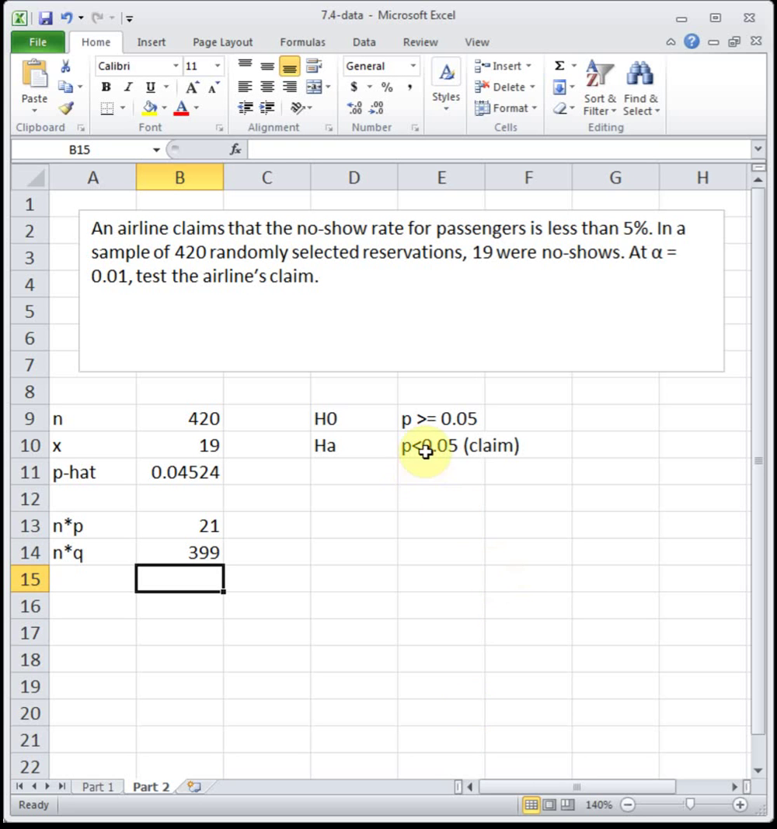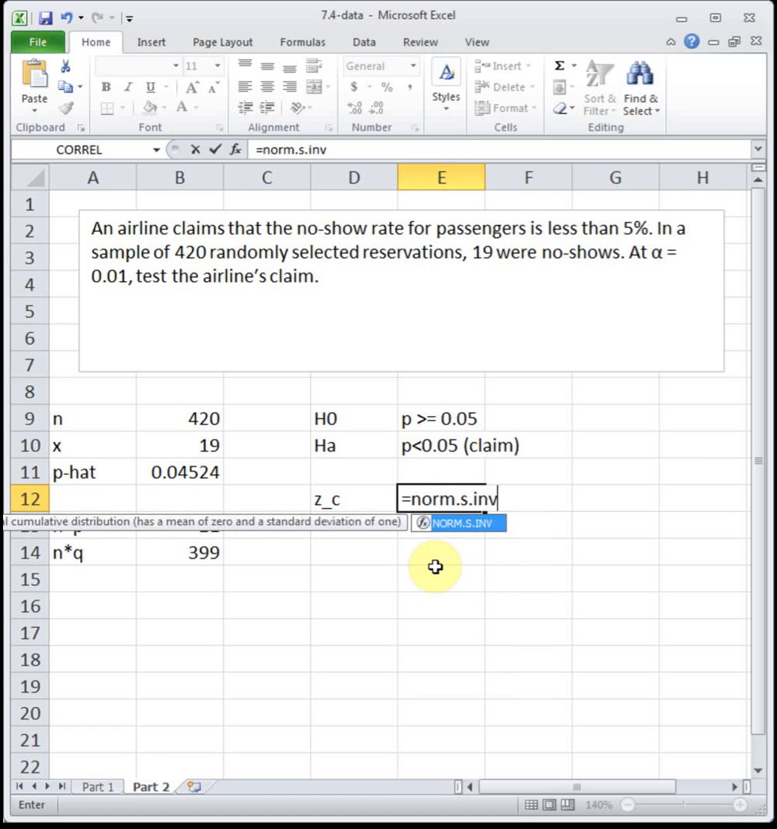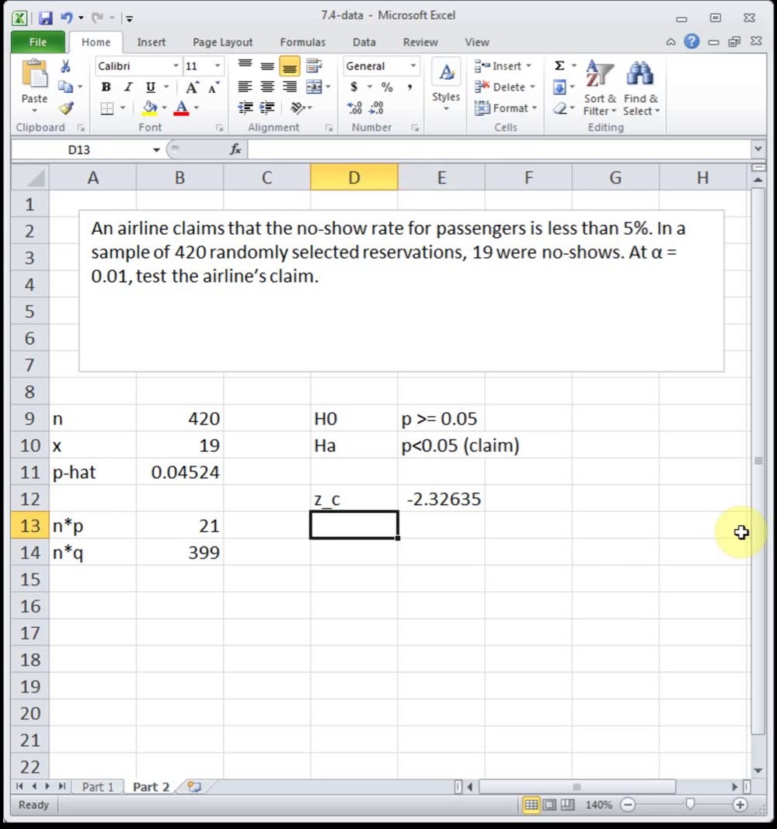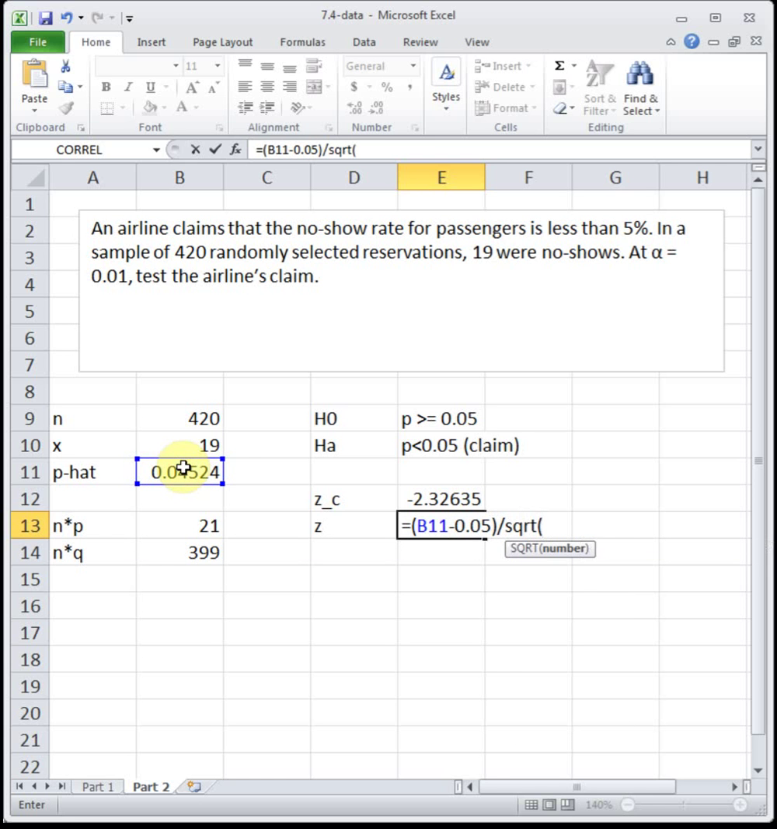All right, so because H sub A is pointing to the left, this is going to be a left-tailed test. So when we draw our bell curve, all of alpha goes in the left tail. So when we go to find our critical value, we go to norm.s.inv, and all of alpha is in the left tail, so we'll put that into our norm.s.inv function. And then we need to get our standardized test statistic. We look at p hat minus the assumed value for P divided by the square root of P, which was 0.05, times Q, which was 0.95, divided by N, which was 420.